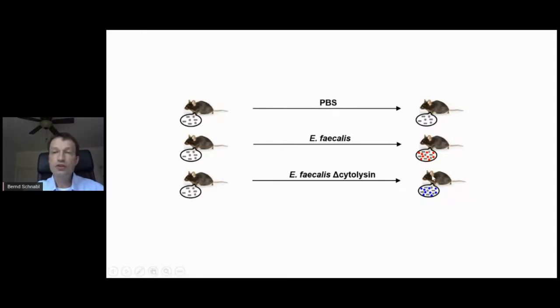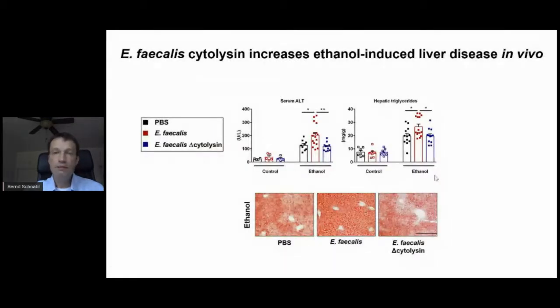And when we subject these mice to the ethanol-induced liver disease model, you can very nicely appreciate that the mice that were colonized with Enterococcus faecalis had the highest degree of liver disease and liver steatosis as compared to the mice that were colonized with Enterococcus faecalis with the mutant cytolysin. And also as a control group, we have a PBS gavage group. So suggesting, in fact, that at least in this preclinical model, Enterococcus faecalis cytolysin increases ethanol-induced liver disease in vivo.